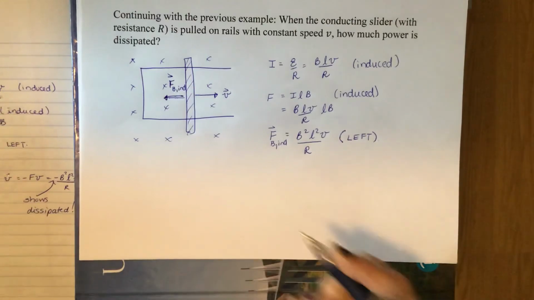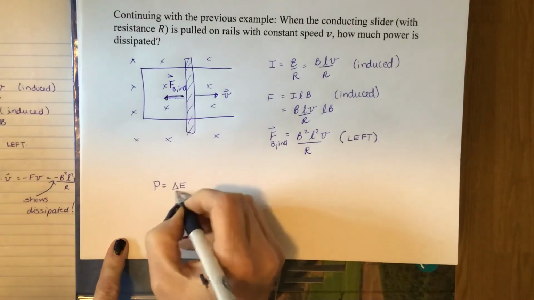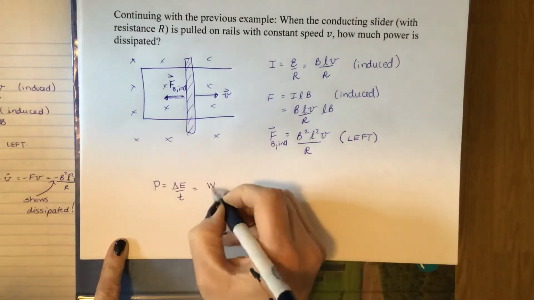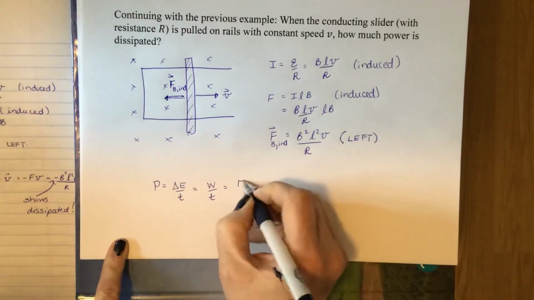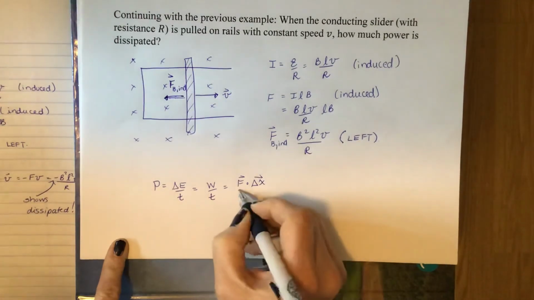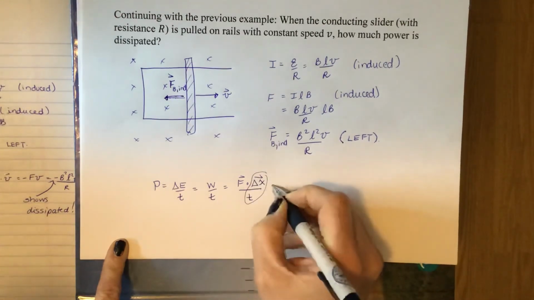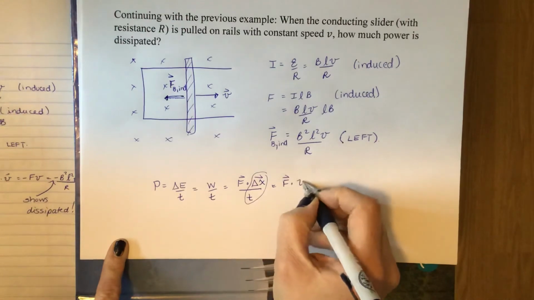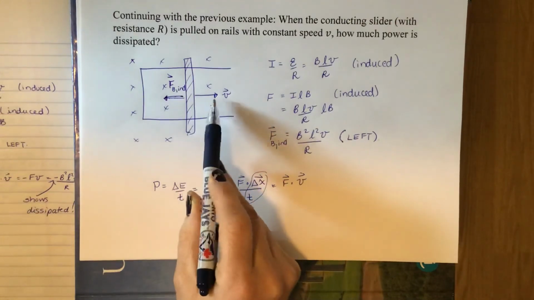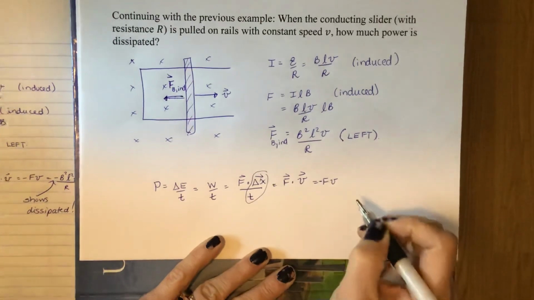So what's the power associated with that force? You may remember that power is change in energy over change in time, or work over time. Work is force dotted with displacement. I'll use delta x here for displacement because it's only moving horizontally. And then you might notice delta x over t, that's velocity, the constant velocity. So for this problem, the induced force is left, the velocity is to the right. So F dot V is minus F times V.